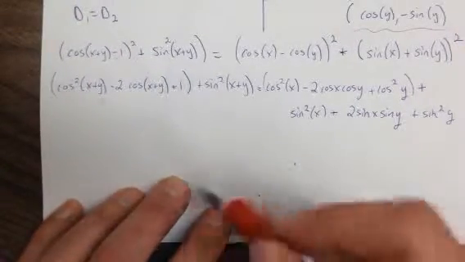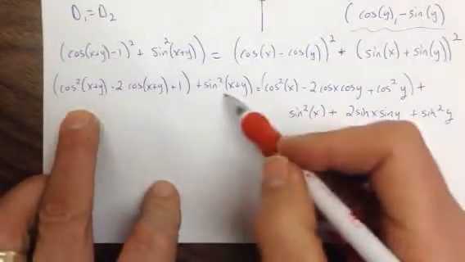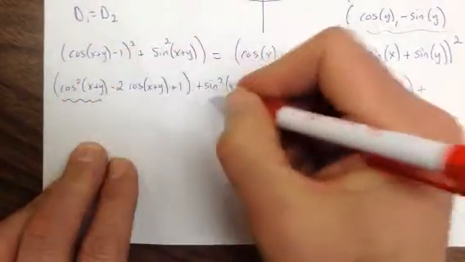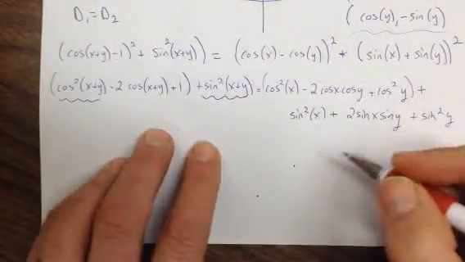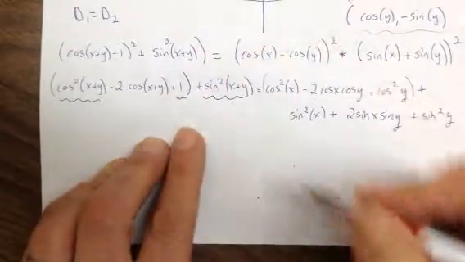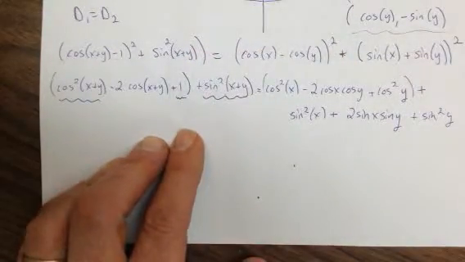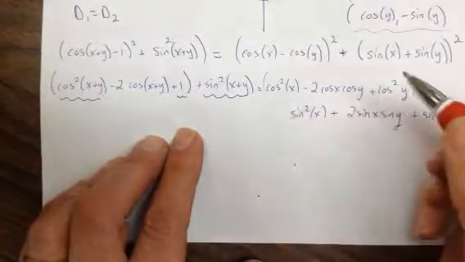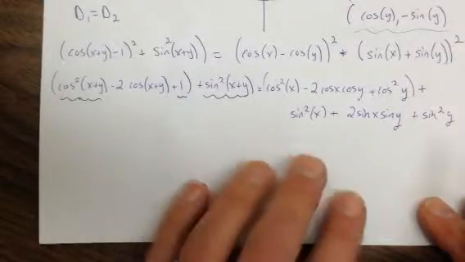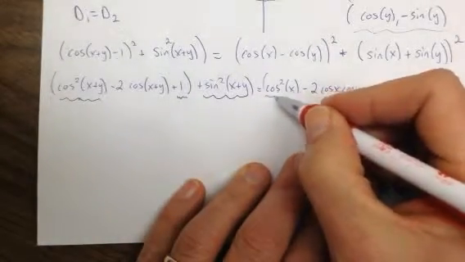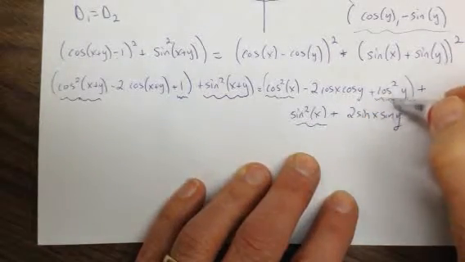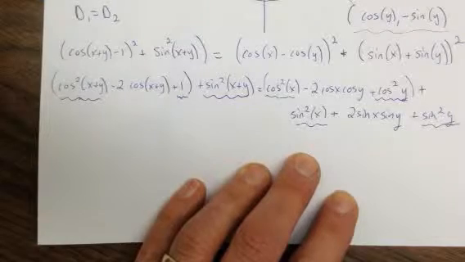I spy with my little eye a cosine squared and a sine squared. Cosine squared plus sine squared, that equals 1. So these two things together make 1. That 1 is 1, and 1 plus 1 is 2. So this and this all together make 2. The other side, we've got cosine squared of x, sine squared of x, that's 1, plus 1, that's 2.